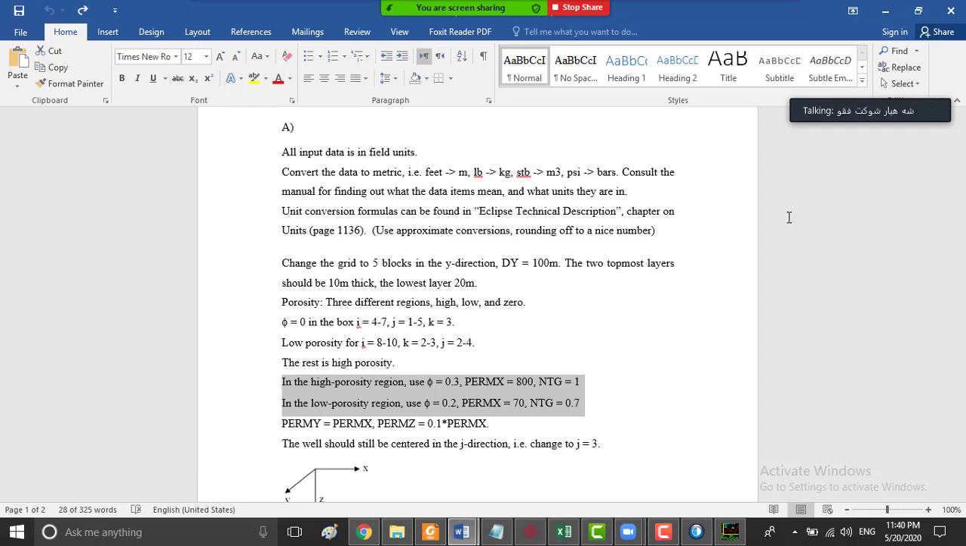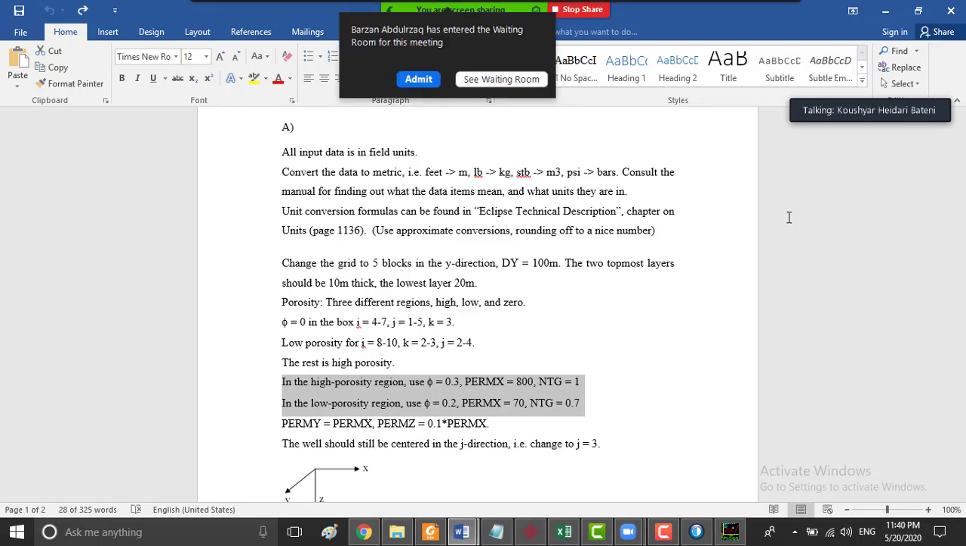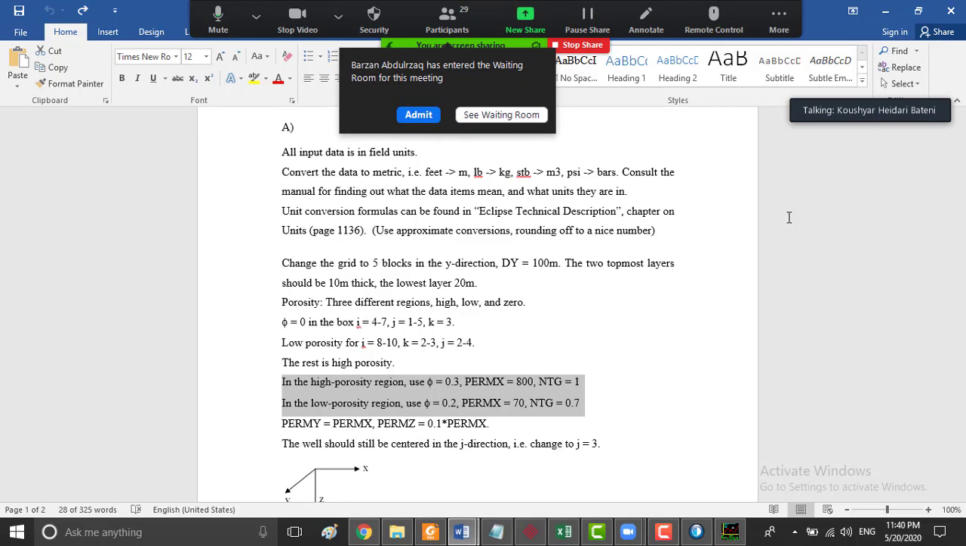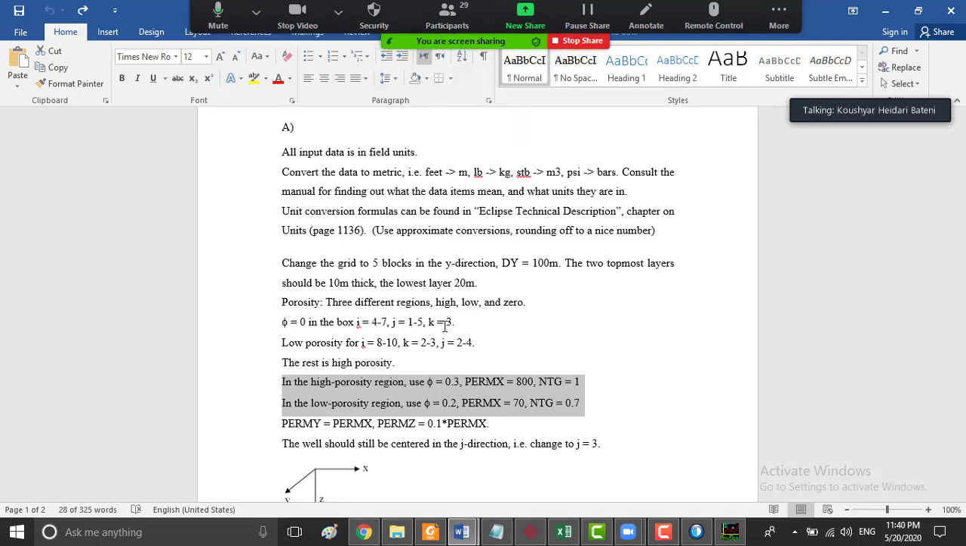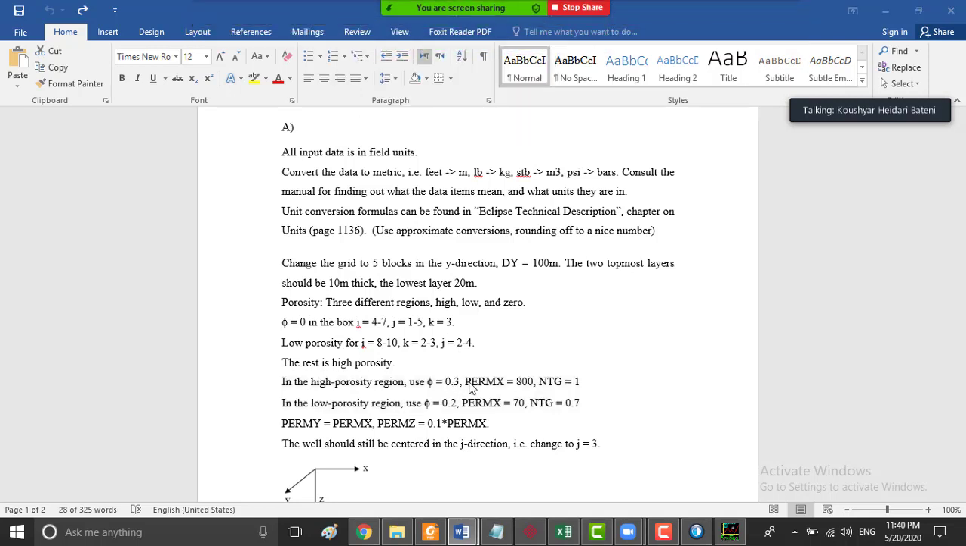Every single cell has 3 permeabilities: in the X direction, in the Y direction, and in the Z direction. But here it says that the permeability in the X direction is equal to this, and the permeability in the Y direction is equal to the permeability in the X direction, and the permeability in the Z direction is equal to 1/10 of the permeability in the X direction. Okay? Very good.